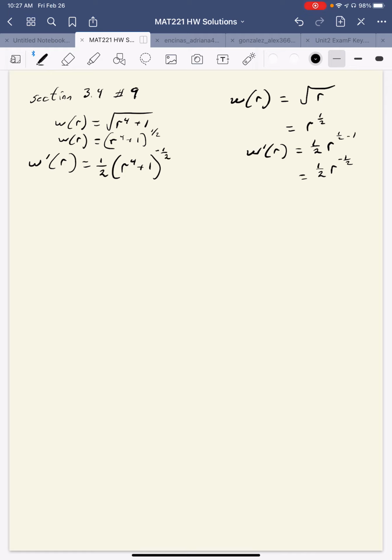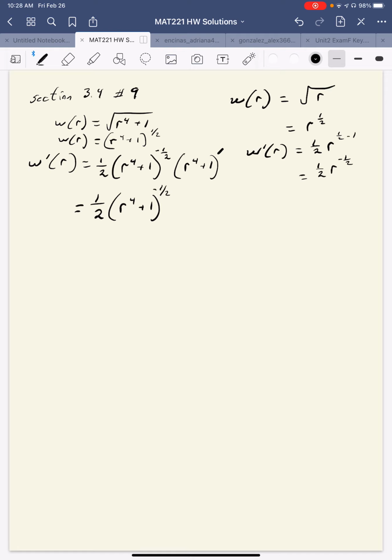But now I have to deal with that inside function. So I have to then take into account the fact that my inside function also has a derivative. So I'm going to multiply by the derivative of that inside function, r to the fourth plus 1. Okay, so let's see what that derivative is. So I have 1/2 r to the fourth plus 1 raised to the negative 1/2 power.